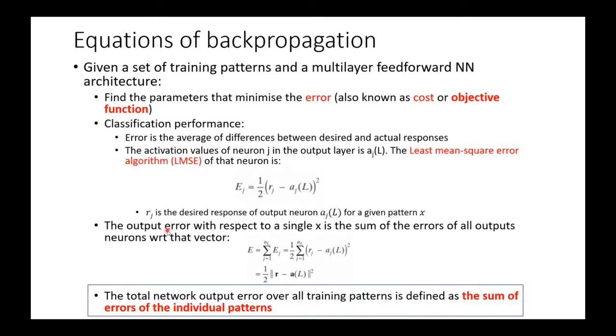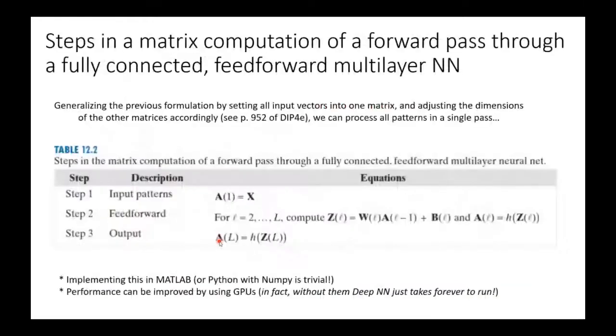The output, pay attention, that's what differs now from a neural network with a perceptron. The output error with respect to a single example is the sum of errors of our output neurons. Is that right? Is that understood?